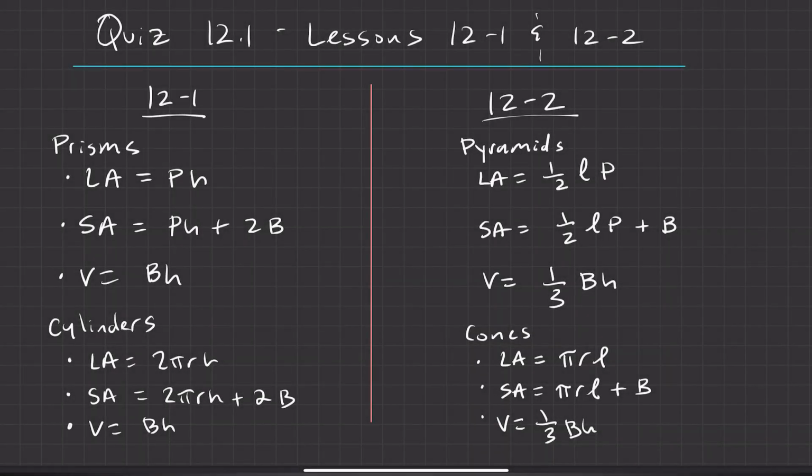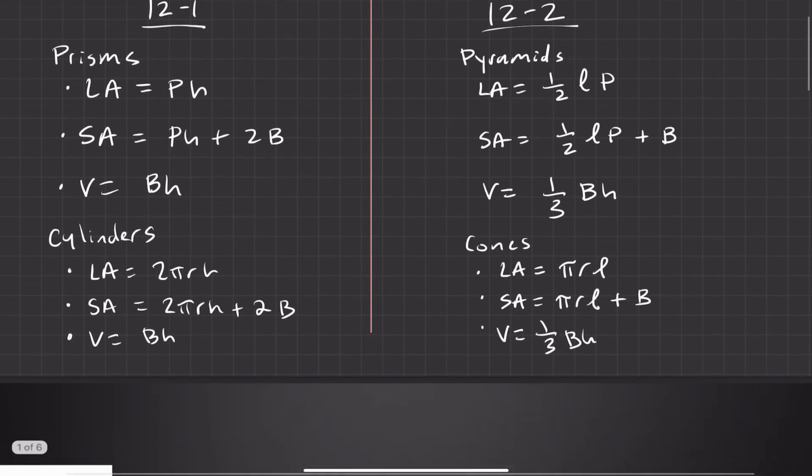Hey y'all, today I want to go ahead and review for the solo quiz 12.1, which will cover lessons 12.1 and 12.2. 12.1 deals with prisms and cylinders, and 12.2 deals with pyramids and cones. So we're going to go ahead and look at some examples here. Our first example is a triangular prism.